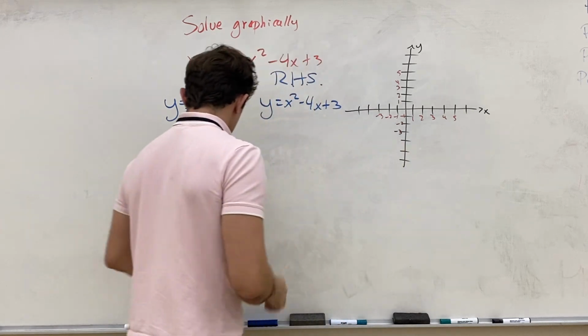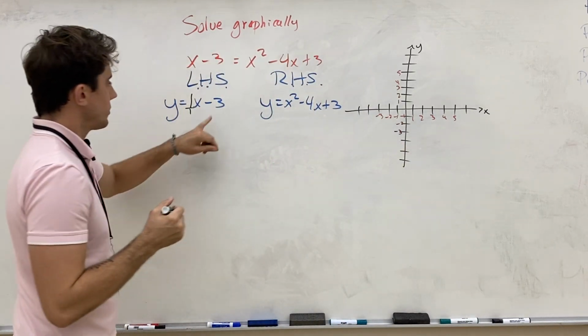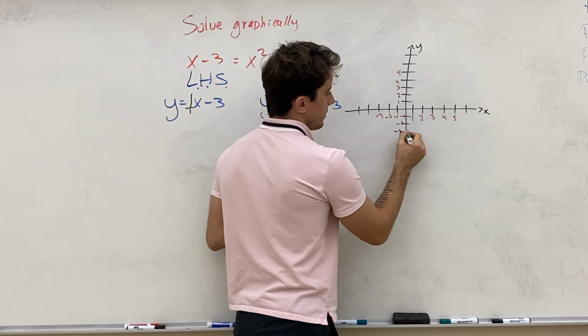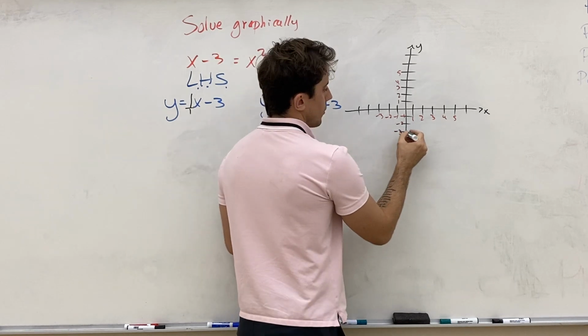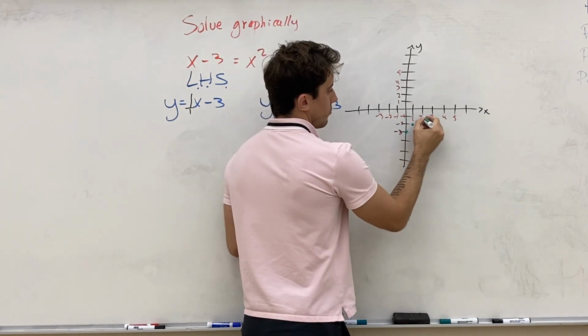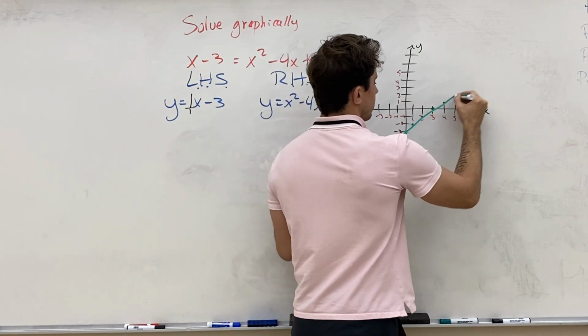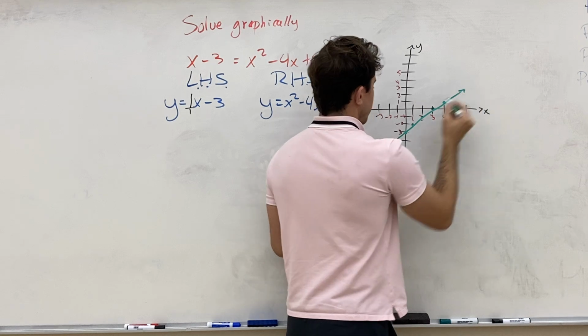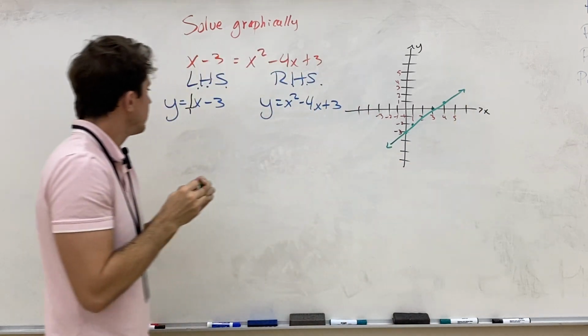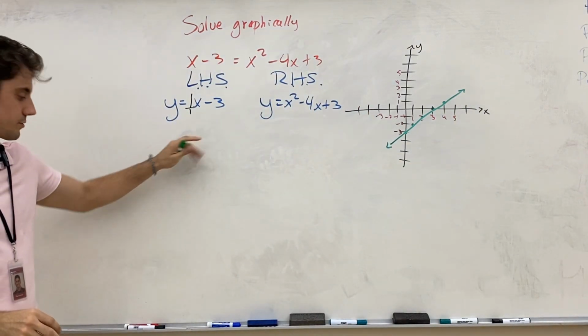We can also use a different color. We'll start with a y-intercept at -3, and then a slope of 1 means we go over 1, up 1, over 1, up 1, over 1, up 1, and so on and so forth. And then we can graph something that looks reasonably like the line y is equal to x minus 3.